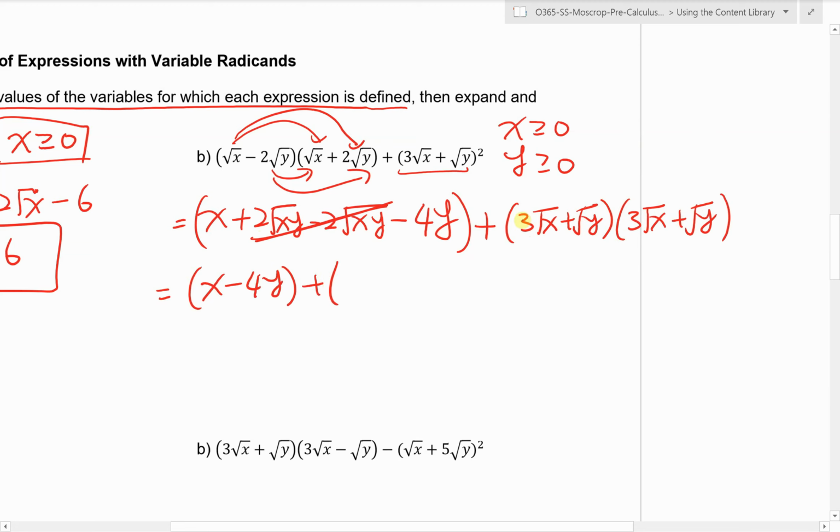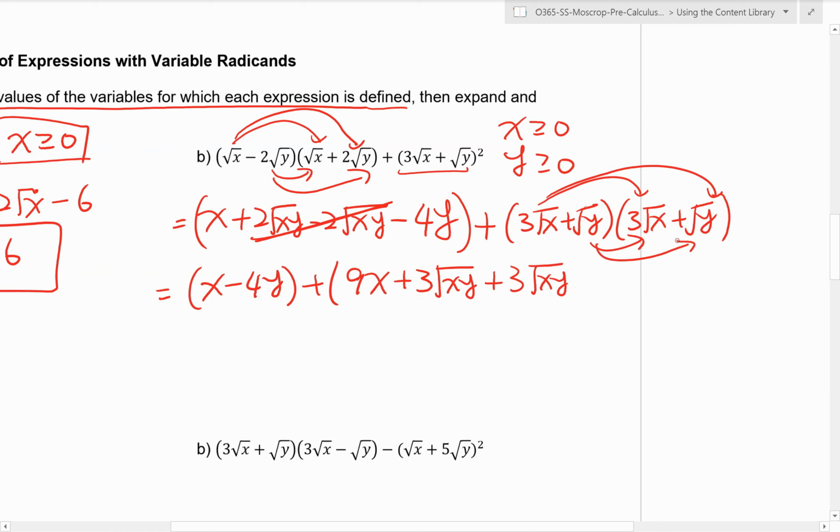Now I'm going to multiply. 3 root x times 3 root x is going to be 9 root x, 3 times 3 is 9, root x times root x is x. And then we have 3 root x times root y, so that's going to give us 3 root xy. We have root y times 3 root x, which is going to be 3 root xy again. Root y times root y is just y.